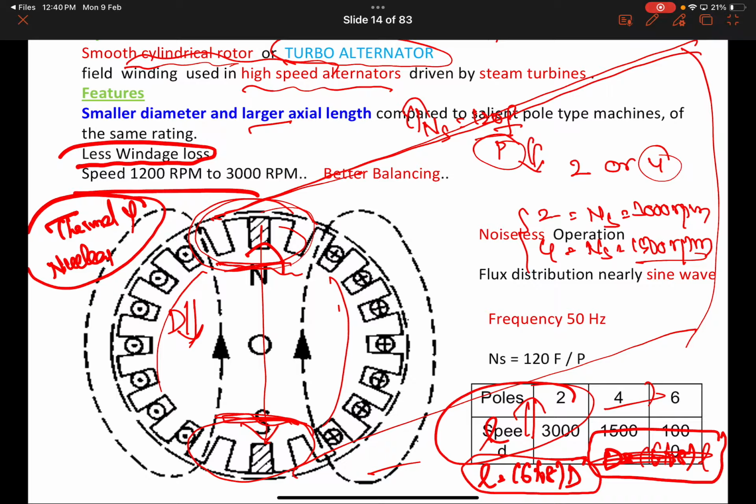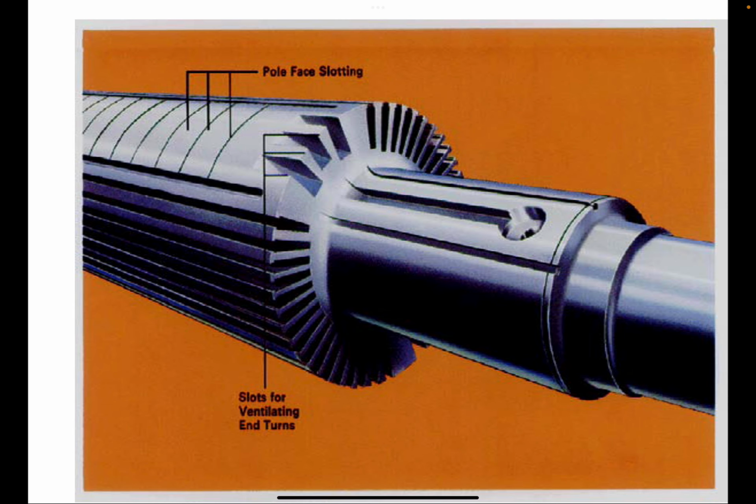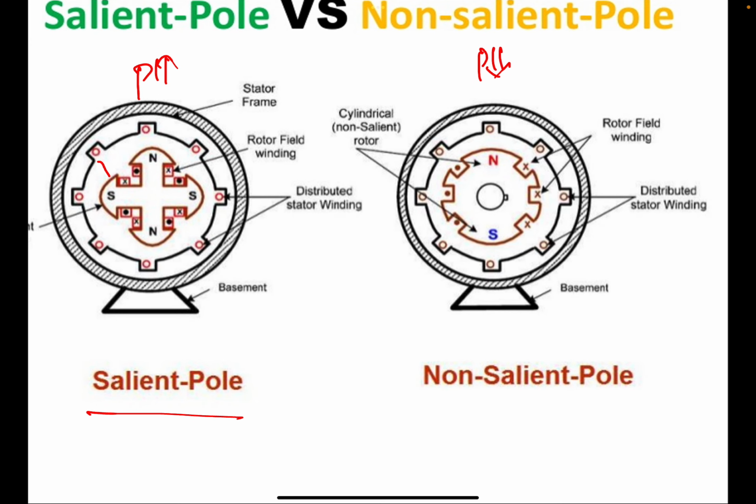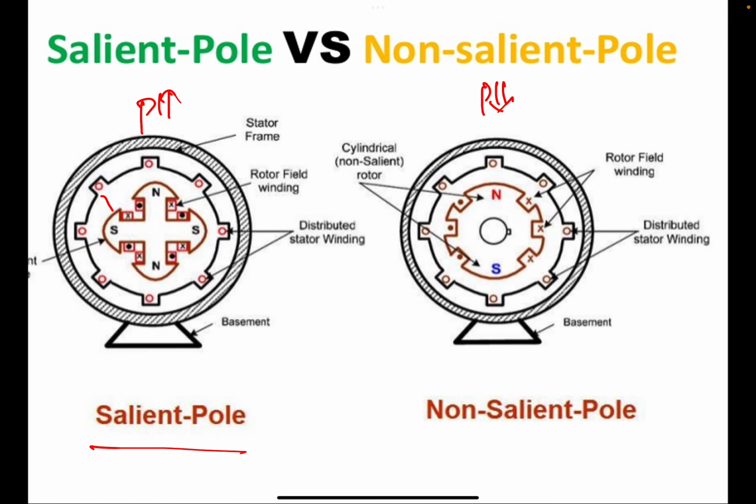You are not supposed to keep the windings here. This is left empty so that a north pole or south pole will be formed, and as per that we are able to generate the flux. So this is how we can differentiate the two types of rotors here. Okay, so quick.